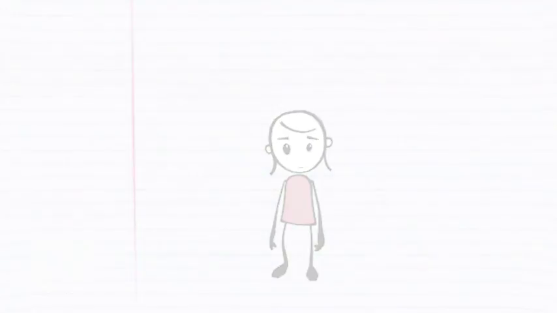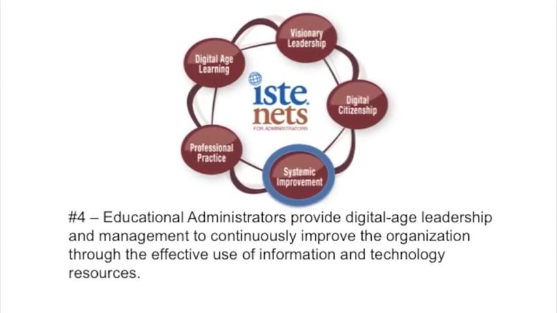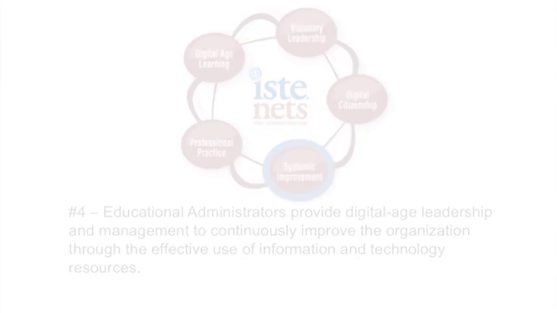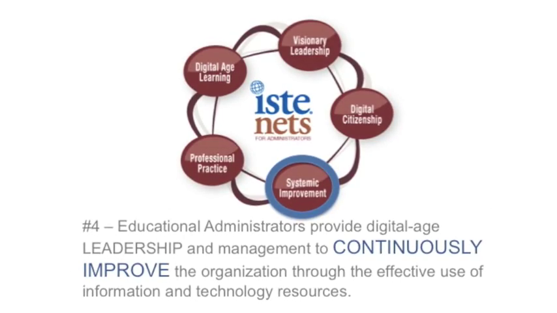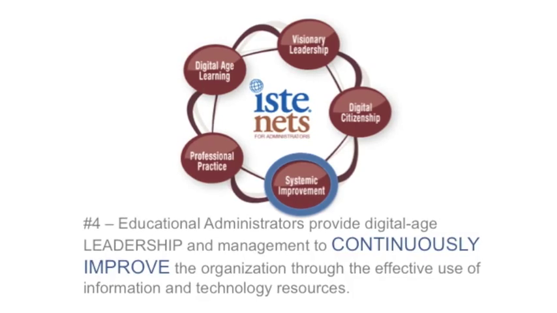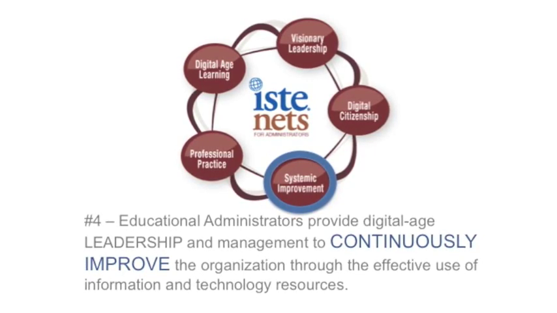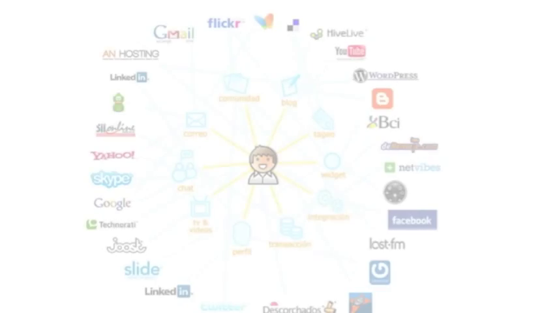NET number 4, Systemic Improvement. Here is where you look at what you're doing and figure out ways to improve what's working and change what isn't. The great thing about technology is that innovations are being made on a daily basis and that finding something else to try is a piece of cake.